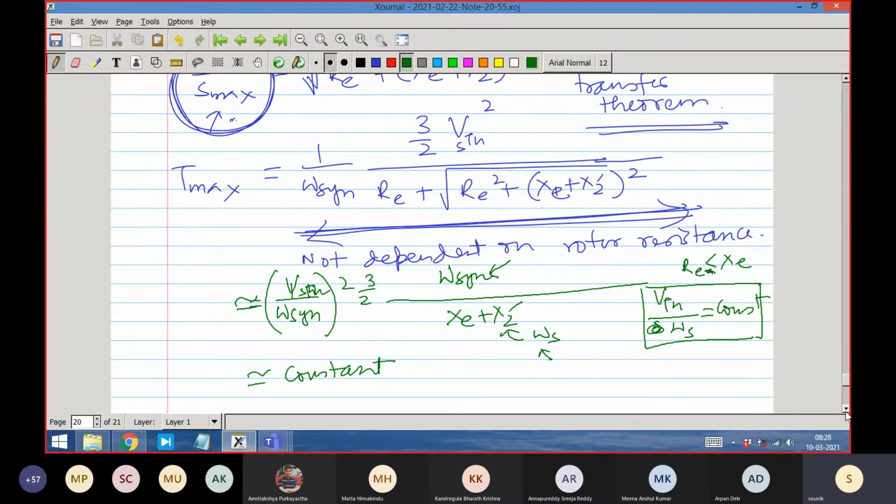So this approximation is holding, and the leakage reactive drop is always more than the resistive drop. So the leakage reactance part always dominates over the resistance part, and here it doesn't have any R2 dash by S expression. So maximum torque is also becoming constant.